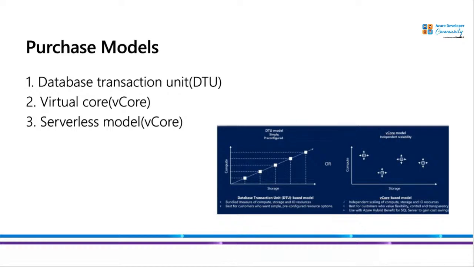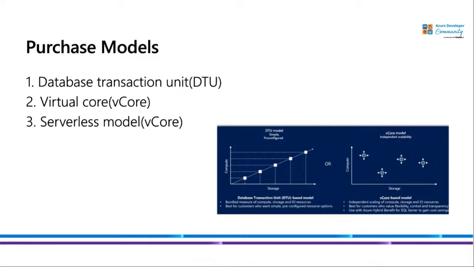The second one is the virtual core, also called the vCore based purchasing model, which Microsoft has recently introduced. We basically buy virtual cores, which is actually the recommended way, and it's also easier to estimate. If we are moving from on-premises to cloud, we are aware of how many virtual cores we need, and accordingly we can take those virtual cores from the cloud and use them.